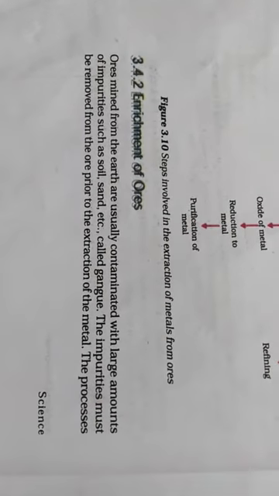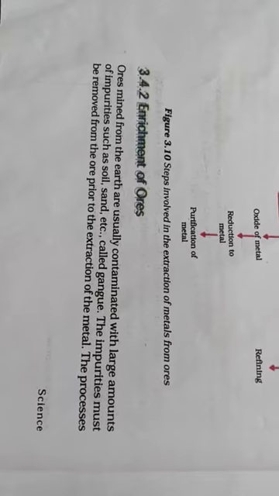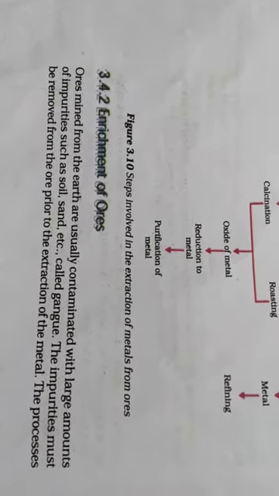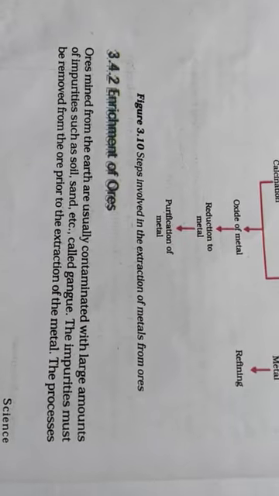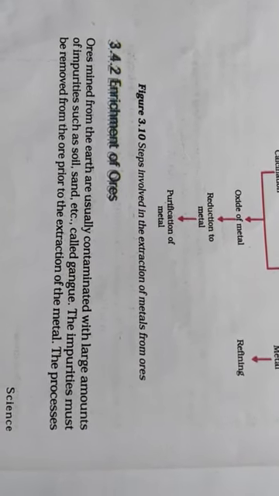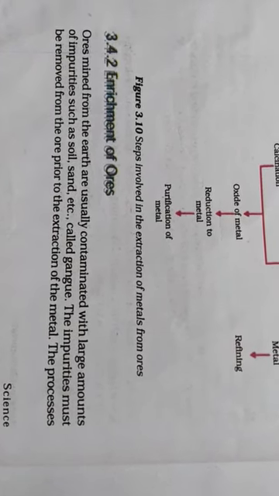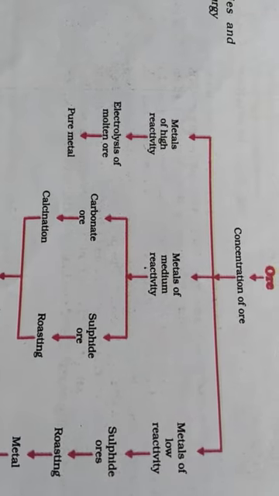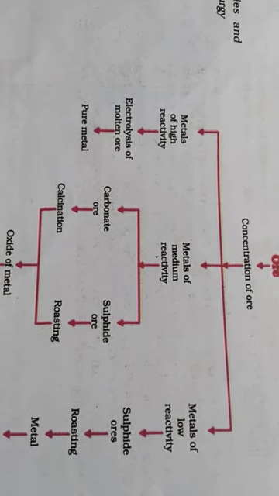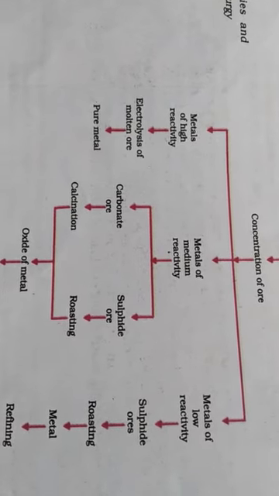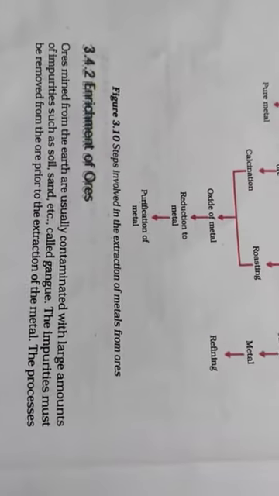Okay, in the last video we had discussed up to that chart, right? Figure: steps involved in the extraction of metals from ore. So we have discussed already the extraction of metals from their ores. For this purpose, they have been classified as metals of low reactivity, metals of medium reactivity, and metals of high reactivity. Accordingly, what are the procedures? It has been discussed already.